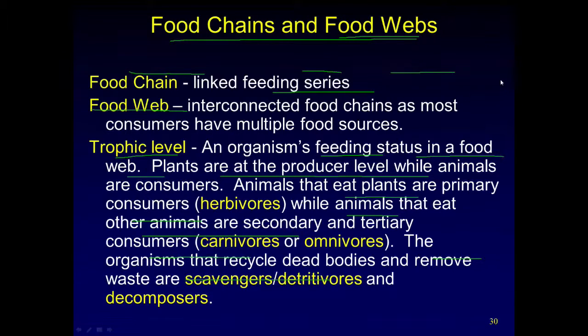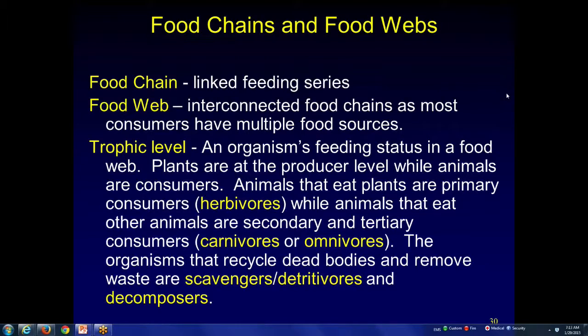As you can see here on the next slide, we have the food chain. Again, this is a linked feeding series. It's very linear, very two-dimensional. However, what's really typically happening in nature is a web, an interconnected food chain with many chains represented all at the same time, as most consumers have multiple food sources, right?